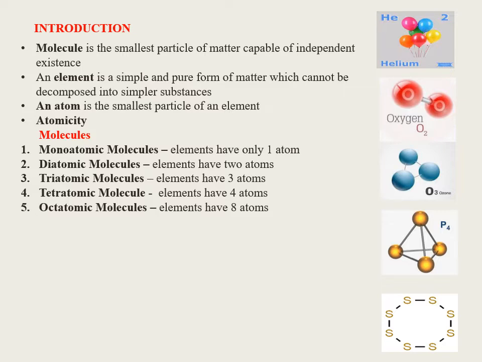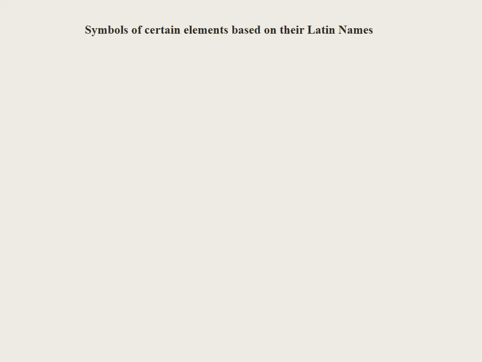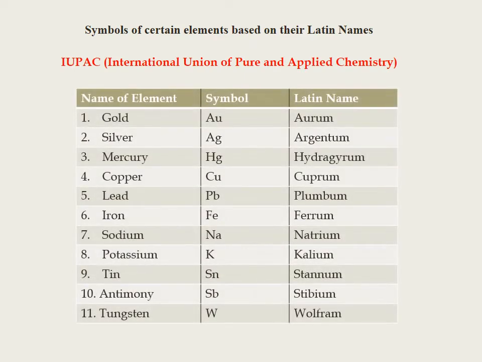Before 1600 AD, alchemists used pictographic symbols. Then Dalton used other types of symbols. Later, Jöns Jacob Berzelius used initial letter of an element in capitals. The symbols were based on Latin names or other language names of the elements. The method suggested by Berzelius laid the basis of the IUPAC, which is International Union of Pure and Applied Chemistry. Let's see the table below, which shows elements with their Latin names.